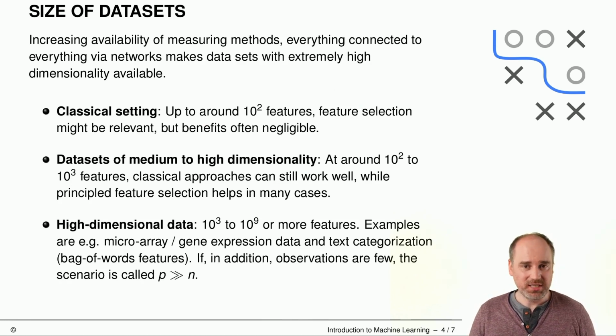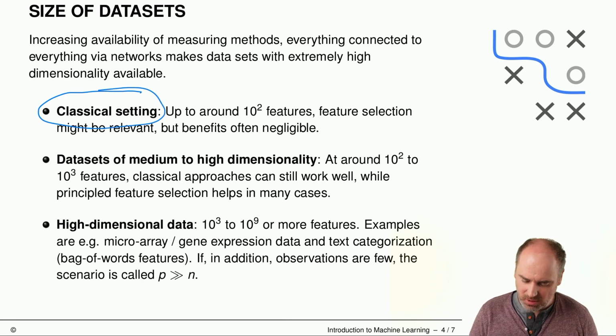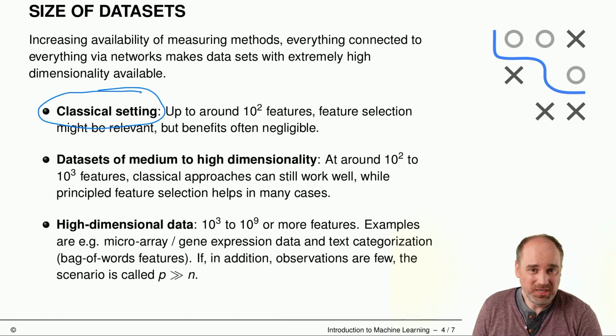Here's a little categorization of sizes of data sets. First of all, we could discuss why we don't see these classical low-dimensional data sets that much anymore nowadays. I mean, we do see them, but maybe I should explain these settings first. This is not very canonical, I came up with this terminology myself, but I think it's quite fitting. We might call something a classical setting in terms of feature dimensionality if we have somewhere between 1, the lowest interesting number of features, and 100 features. In these scenarios, feature selection might still be relevant and interesting.